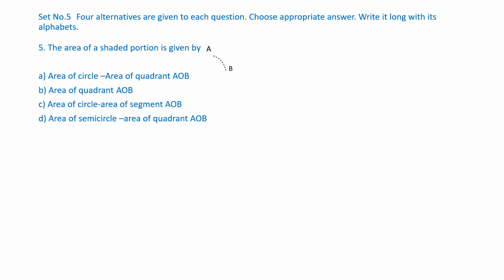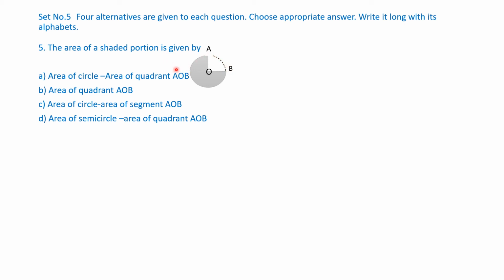The area of a shaded portion of a circle is given by: area of circle minus area of quadrant AOB; area of quadrant AOB; area of circle minus area of segment AOB; area of semicircle minus area of quadrant AOB. These four options. For explanation purpose, let us take up the diagram.